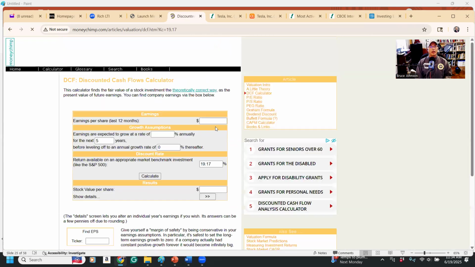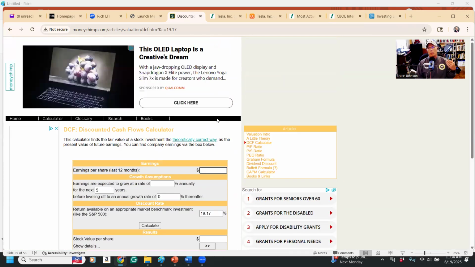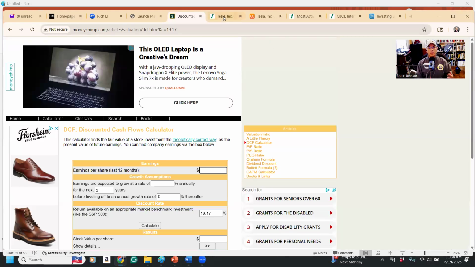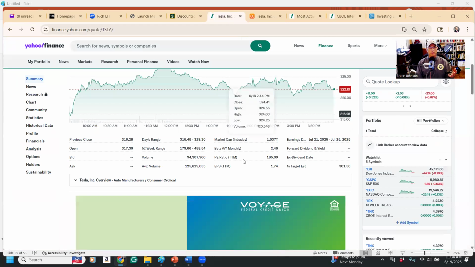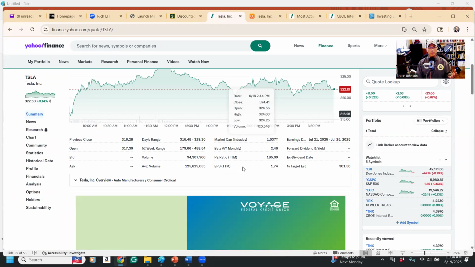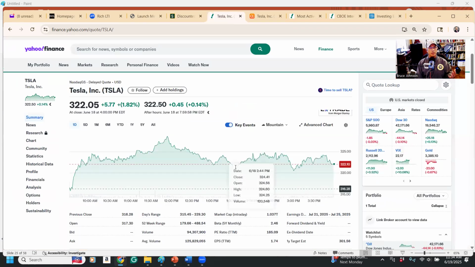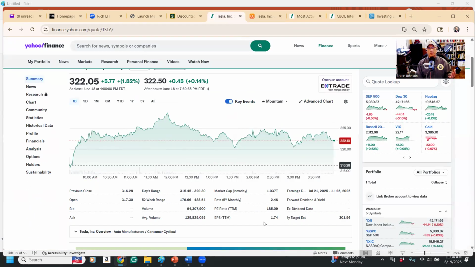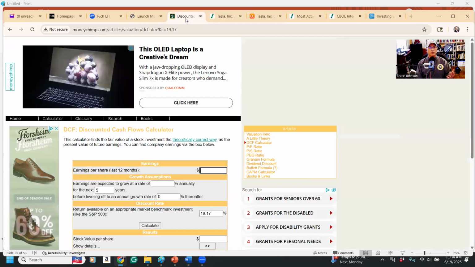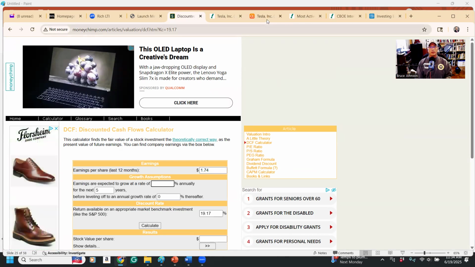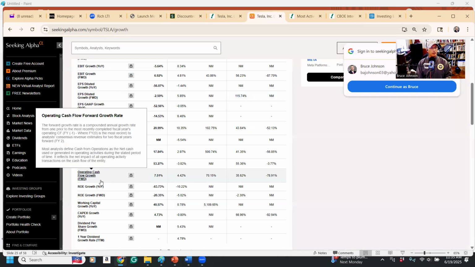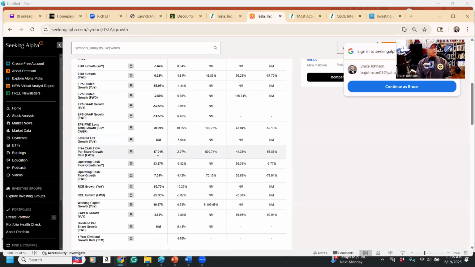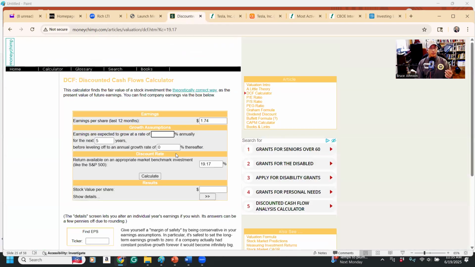19.17%. Next, we have to do a stock valuation. We have to figure out what the value of Tesla stock should be based on a law of averages. The first thing we need is the earnings per share for the trailing 12 months, and that's $1.74. So you're paying $322 to receive $1.74. So we hit 1.74. Earnings are expected to grow at a rate of, we go over to Seeking Alpha, and the one we want to look at for this is the free cash flow, so 17.84%. So Tesla is expected to grow by a fair amount as of today.